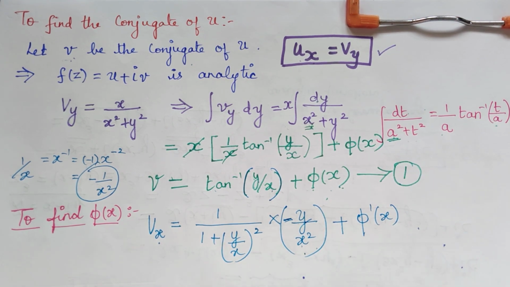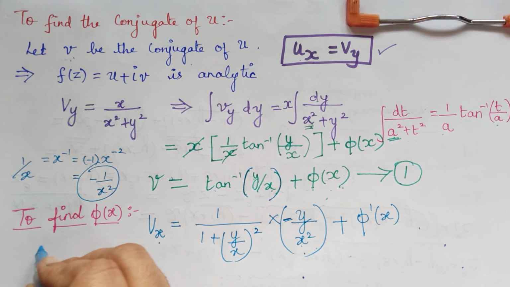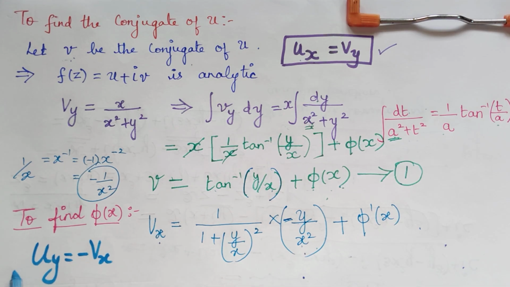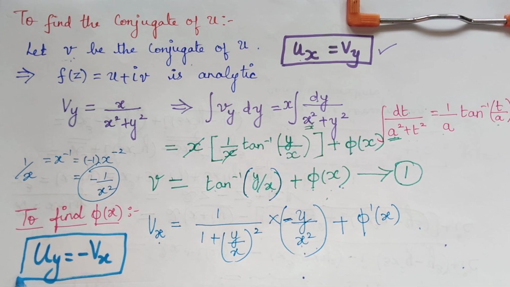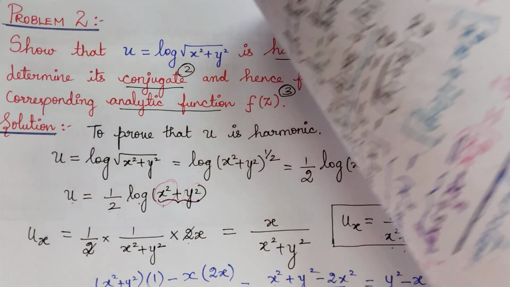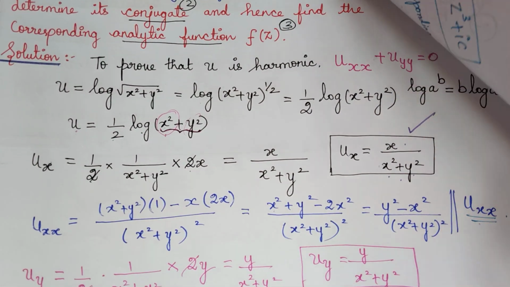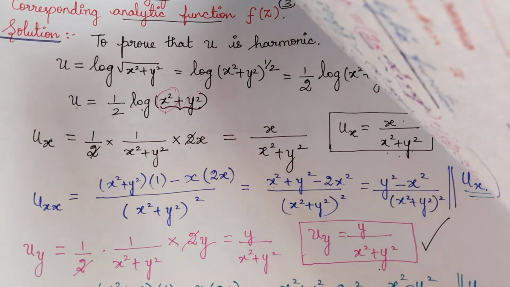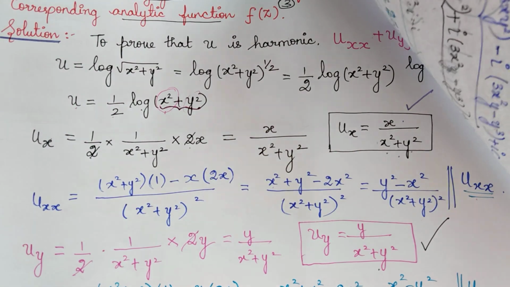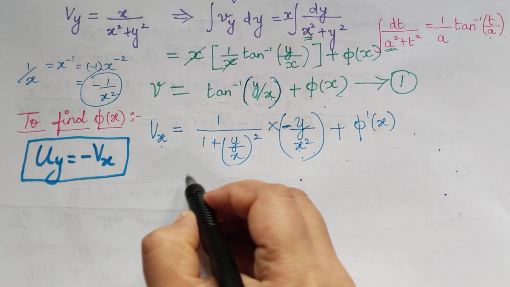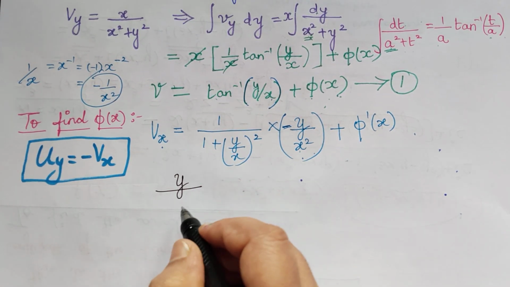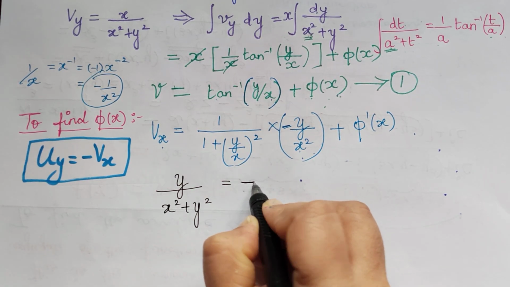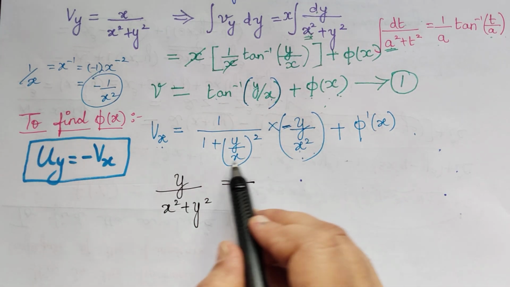Now using the second CR equation, we know that uy is equal to minus vx. So this is the second CR equation. Making use of this, what is uy? We have uy as y divided by x square plus y square. So we shall substitute that. So uy, y divided by x square plus y square, is equal to minus Vx. So Vx is what we have obtained.